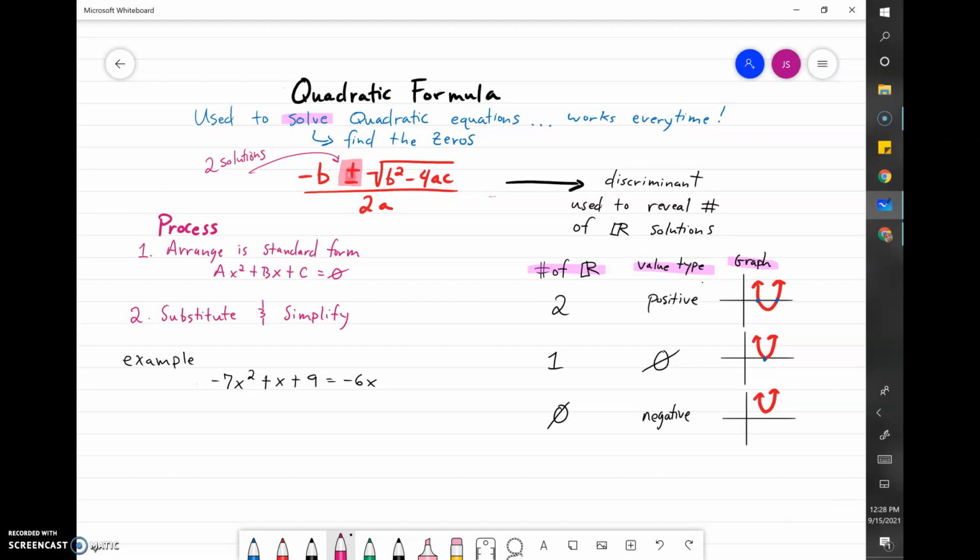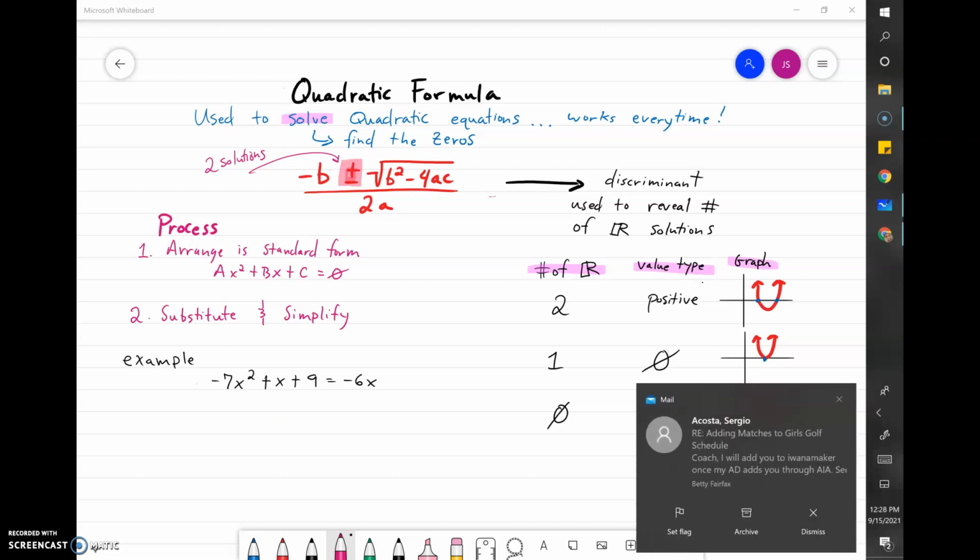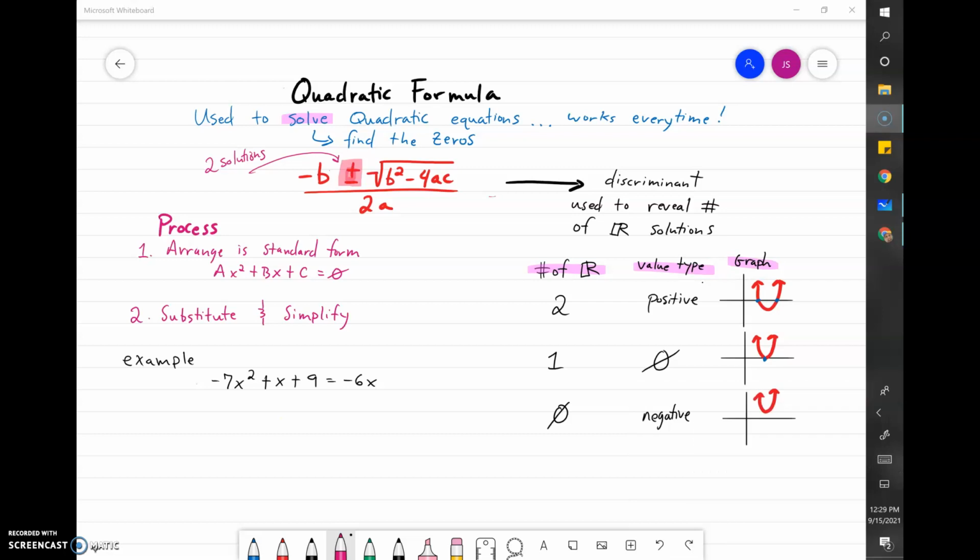Negative 7x squared plus x plus 9 equals negative 6x. I've got to get it into standard form, so I've got to get a 0 on one side. I can get a 0 on the left side, or I can get a 0 on the right side. It makes more sense to get the 0 on the right side because there's only one thing. How do I get negative 6x to 0? I add 6x to both sides. I'm writing it under the middle term because that's what I'm going to combine it with. And after I do so, the new quadratic equation is negative 7x squared plus 7x plus 9 equals 0.